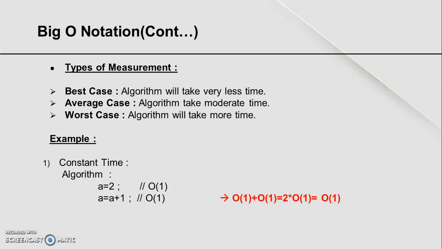One example of constant time is given. In this algorithm, I have two statements, a equal to 2 and a equal to a plus 1. Both are simple statements and both require a single execution step. So complexity will be O of 1, O of 1. So total complexity is O of 1 plus O of 1 equal to 2 times O of 1. So finally we get complexity O of 1, ignoring the constants. We consider only the O of 1 term, ignoring the outside constant.